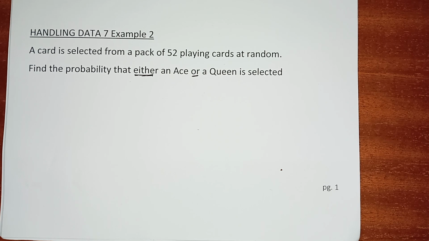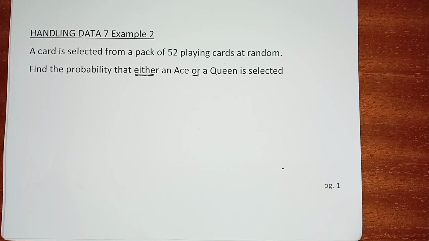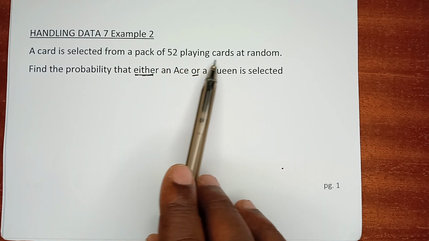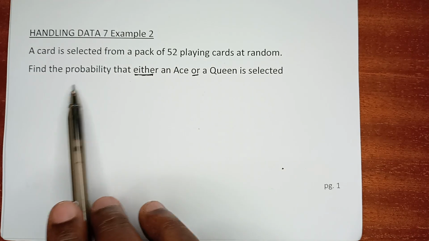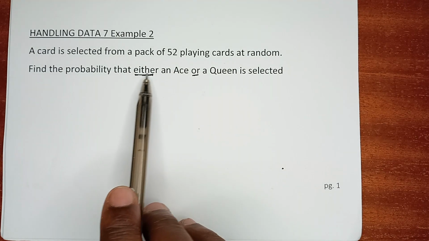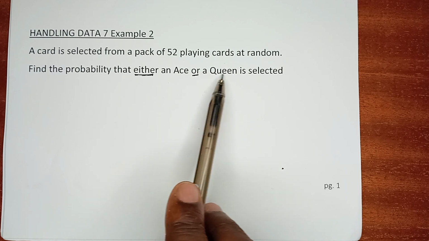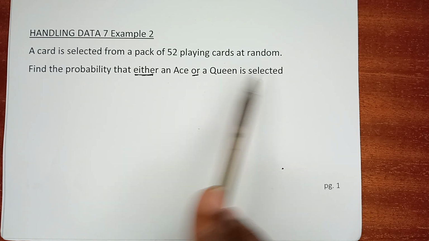And in this video I want us to understand example 2, still taking care of handling data. We are told that a card is selected from a pack of 52 playing cards at random. Find the probability that either an ace or a queen is selected.